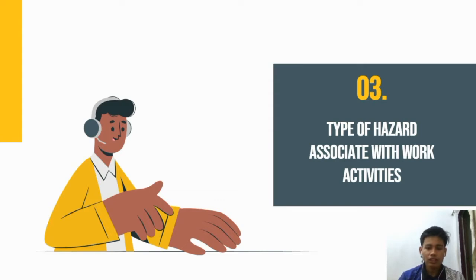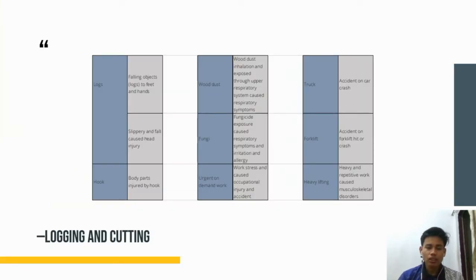Type of hazard associated with work activities. The first activity is logging and cutting. The hazard that may be caused is from the logs, where falling logs can hit the feet and the hand. Also, it may be slippery and a fall can cause head injury. The next hazard is the hook, where body parts are injured by the hook, and the hazard is wood dust, where inhalation and exposure to the respiratory system will cause respiratory symptoms.